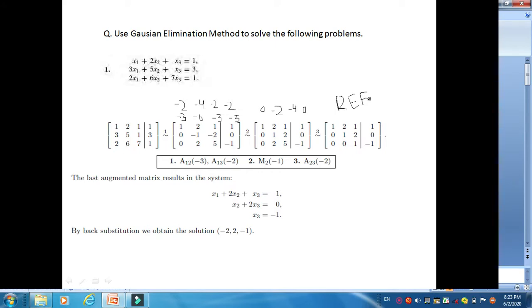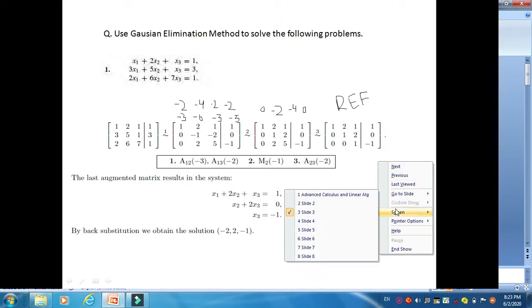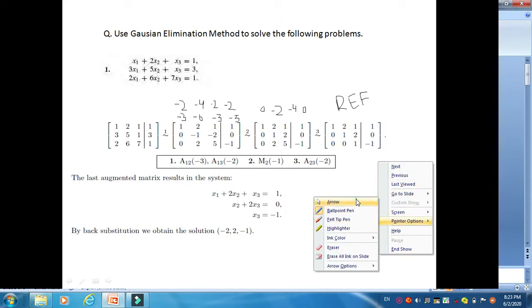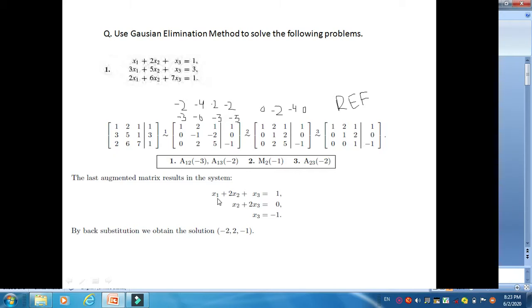If you convert the last matrix into a system of equations, here we have the system x1 plus 2x2 plus x3 equal to 1, x2 plus 2x3 equal to 0, x3 equal to minus 1, right? So by backward substitution, what does it mean? We just substitute x3 equal to minus 1 into the back equation, the second equation.